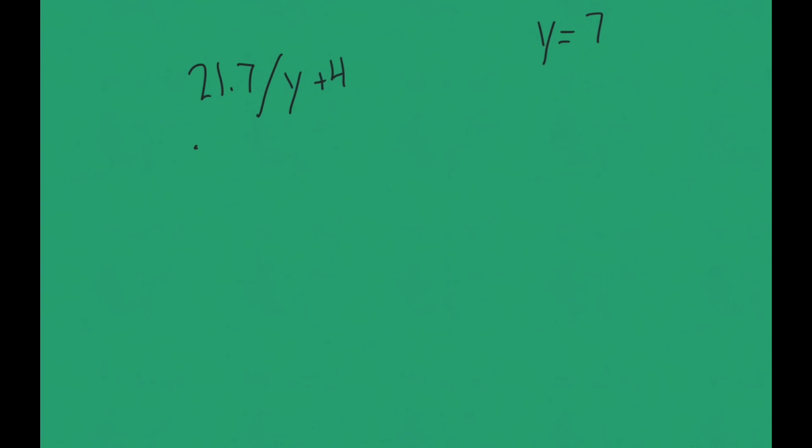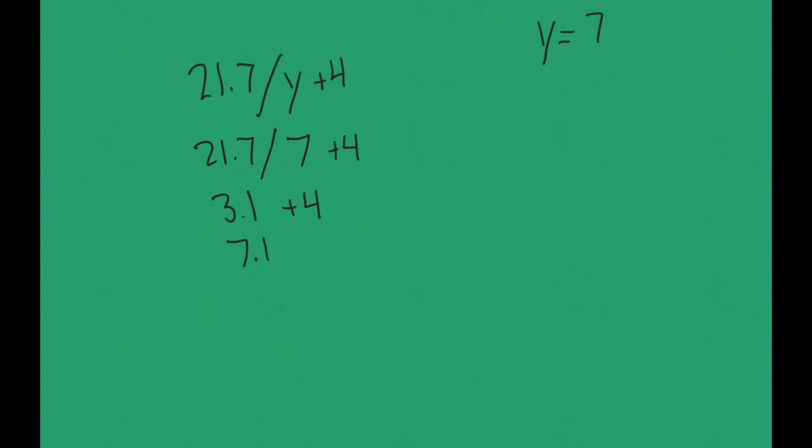Let's substitute our variable for 7 and fill in the rest of our equation. We're going to do 21 and 7/10 divided by 7. I can't do that in my head, so I'm going to plug it into my calculator. And I get 3 and 1/10. And we have to remember to add on our 4 still, and that's going to give us 7.1. So solving this expression and substituting y for 7, we end up with 7.1.